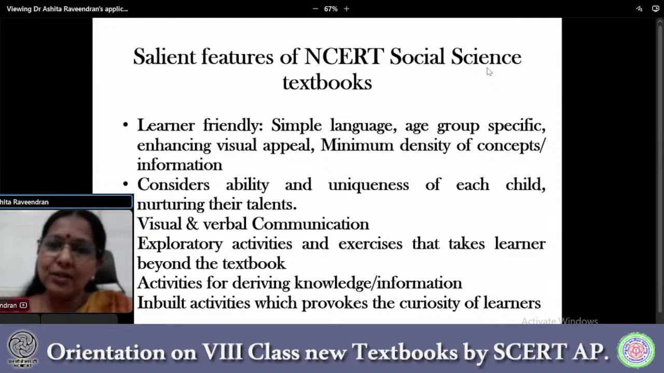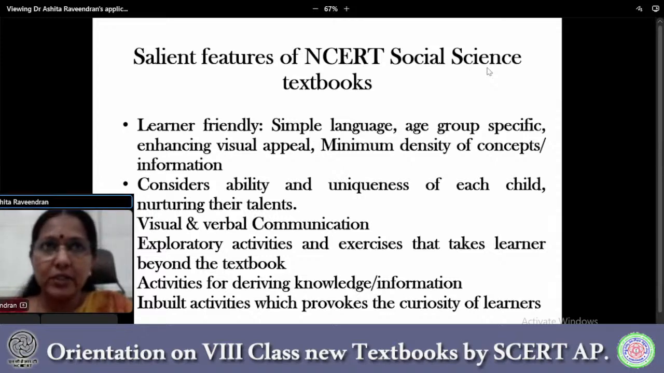Then there are also inbuilt activities which will help in provoking the curiosity of the learners. Learners at this age, all our school children, are very curious to learn, and it is we who stop their curiosity and learning capability. They ask many questions, and the moment the teacher says, no, listen to me, and goes on speaking, that stops the curiosity of the learners. We have given many activities in the textbook which will make the learners curious to know more.